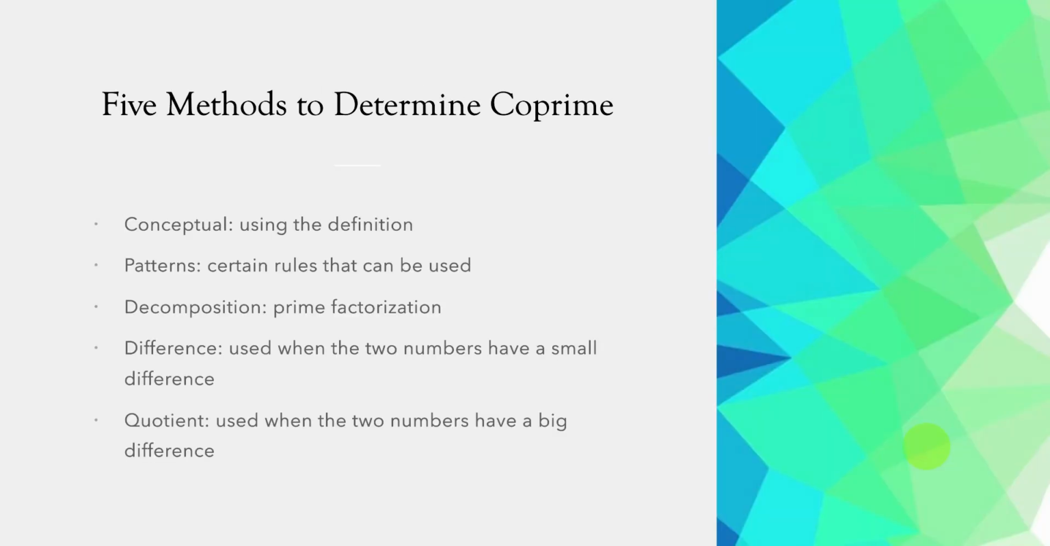There are 5 methods to determine coprime. 1 is conceptual, by using the definition. 2 is patterns, because there are certain rules that can be used and certain numbers that have to be coprime with each other. The 3rd method is decomposition, which is using prime factorization. The 4th one is by using the difference. When the two numbers have a small difference, we can use this method. The 5th one, when the two numbers have a big difference, then we can use the quotient method.